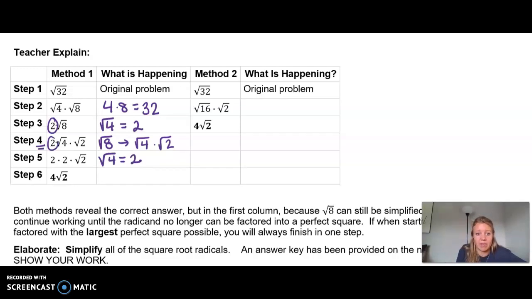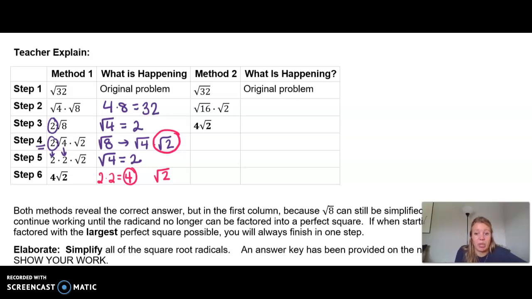So now we have the first 2, the square root of 4 gives us a second 2, and then we are still left with this square root of 2, which we cannot simplify anymore. So the last step is they multiplied 2 times 2 to equal 4 on the outside, and we're still left with the square root of 2 that we can no longer simplify.